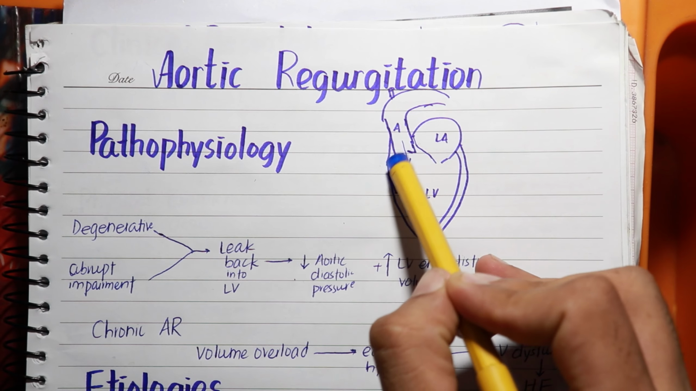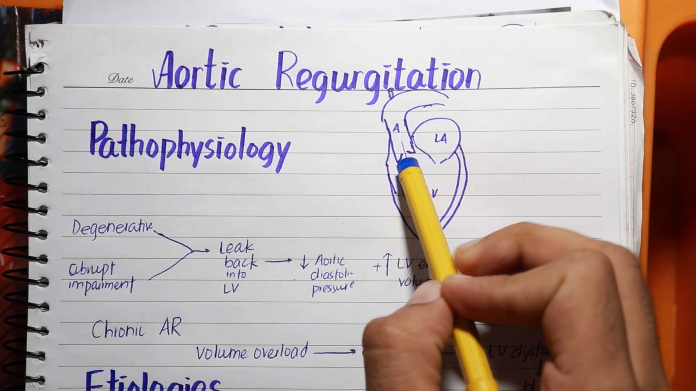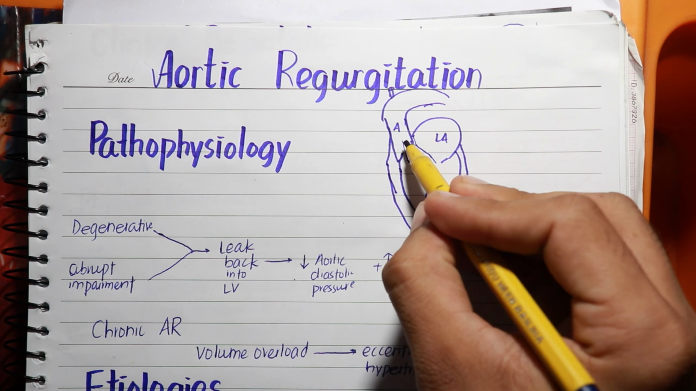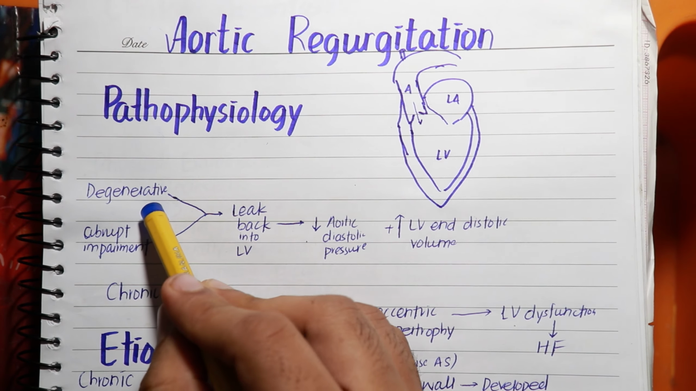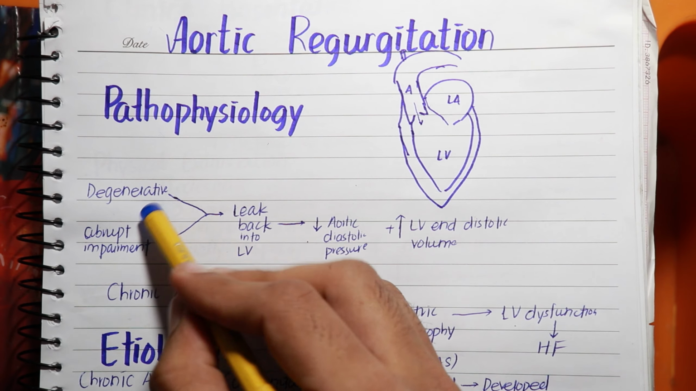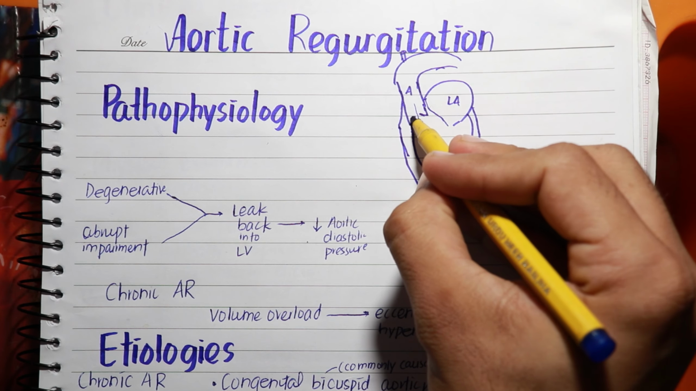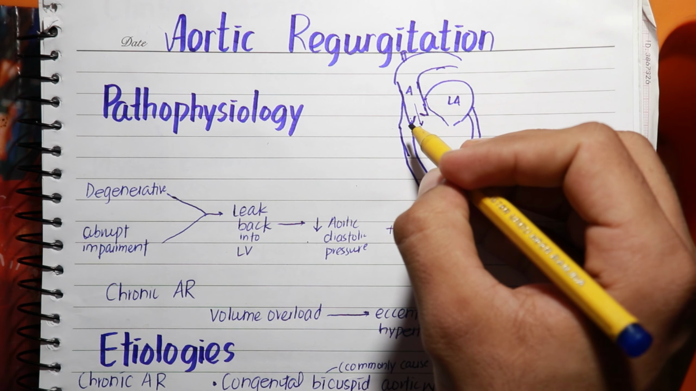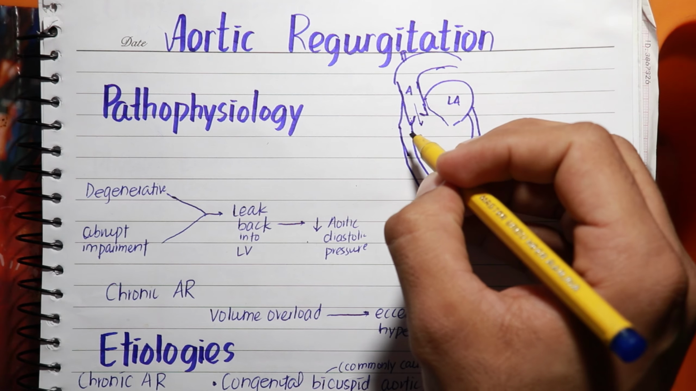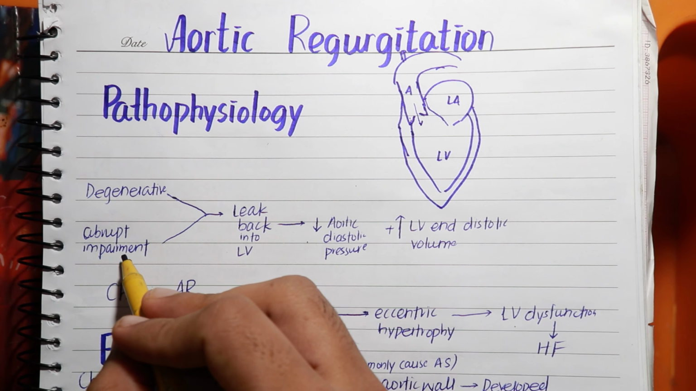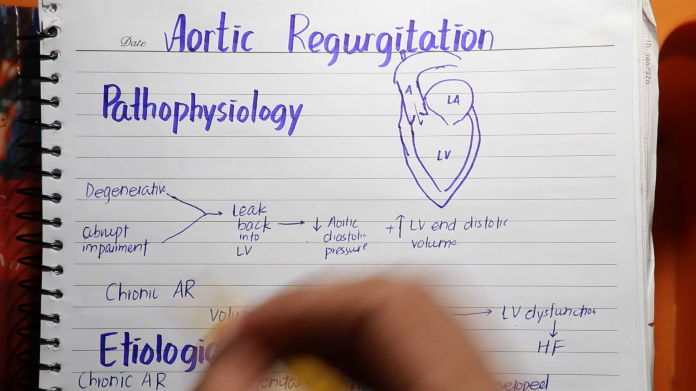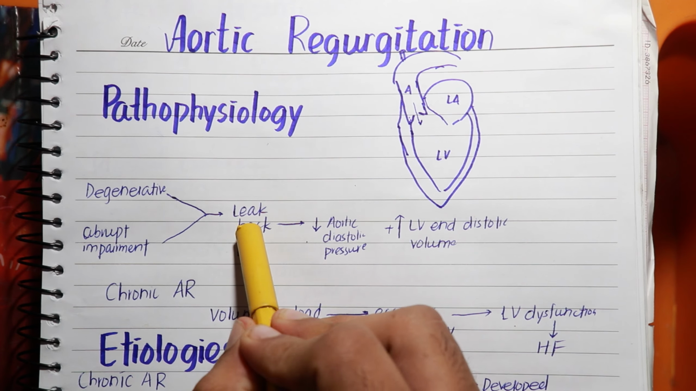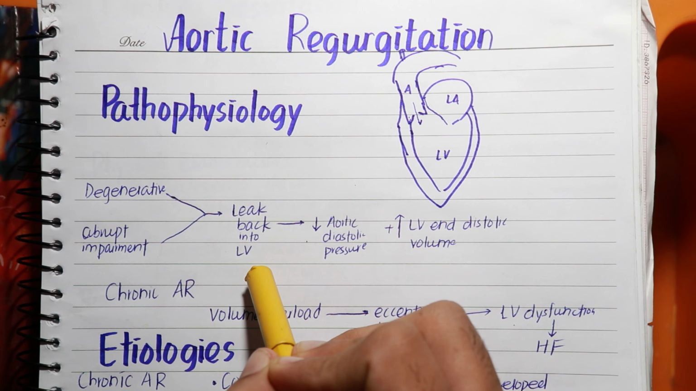So it says that the aortic valve is damaged due to any cause and blood returns from the aorta into the left ventricle. Now comes its pathophysiology. Due to any degenerative cause, that may be degeneration of this valve, like this valve is damaged due to any cause like rheumatic heart disease, infective endocarditis, etc., or abrupt impairment, like sudden changes in this valve happen and this valve is damaged. Due to this cause, blood leaks back into the left ventricle.